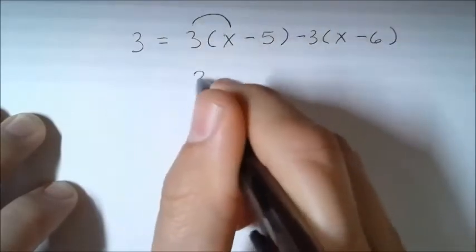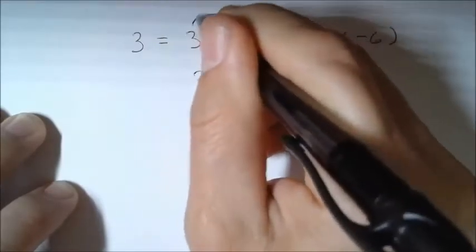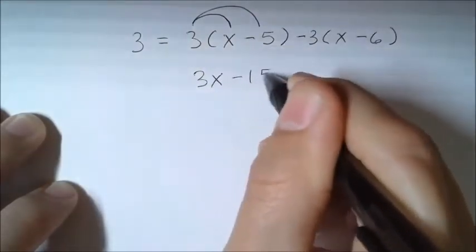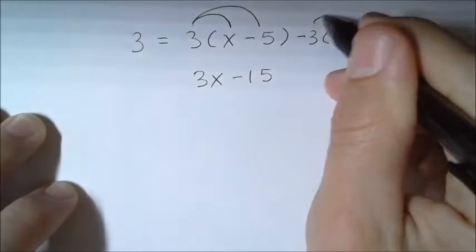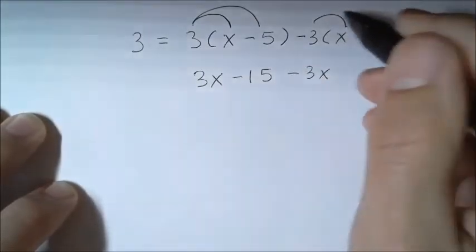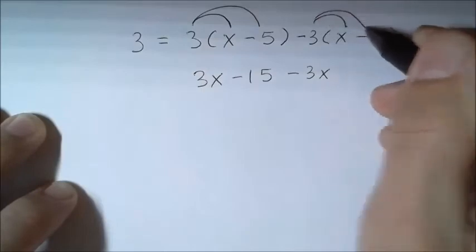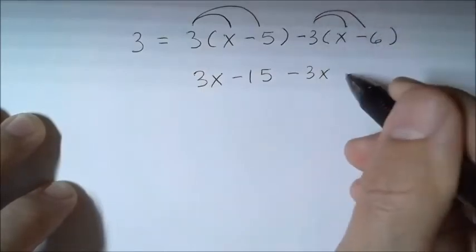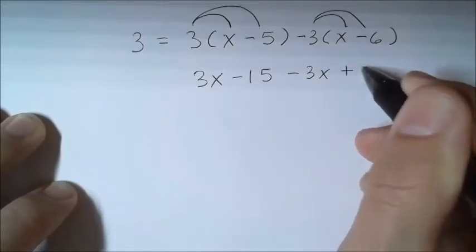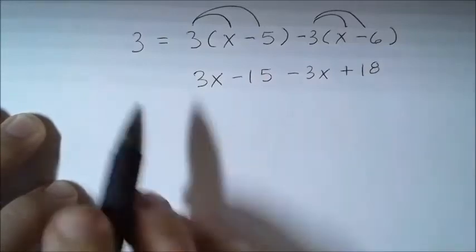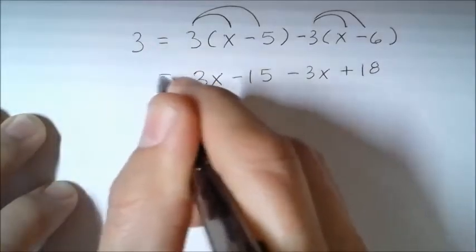3 times x gives me 3x. 3 times negative 5 gives me a negative 15. And then negative 3 times x gives me a negative 3x. And if I go over, I have negative 3 times negative 6 gives me a positive 18. Now, I'm going to go ahead at this point and bring down my 3.